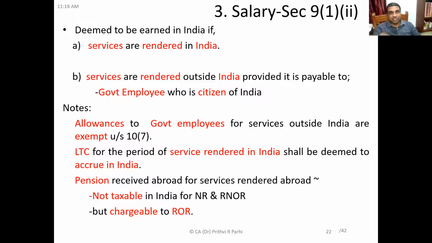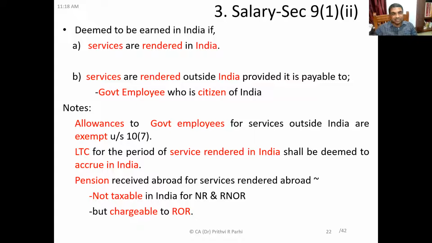Now coming to the next concept, which is salary. Salary shall be deemed to be earned in India if services are rendered in India. And salary shall also be deemed to be earned in India if services are rendered outside India, provided it is payable to government employees who are citizens of India. So if services are rendered in India, then no doubt it is always deemed to accrue or arise in India.